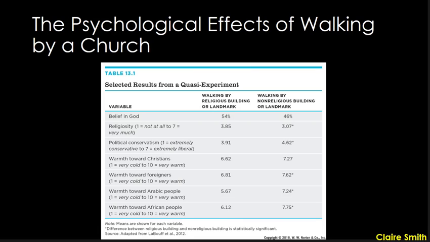So the independent variable here is what they were walking by. Either they're walking by a religious building or a non-religious building, right? There's 2 levels of the independent variable. And then the dependent variable was the attitudes for different things that were measured, right? So it's a quasi-experiment because researchers didn't tell people to walk by certain buildings, so they weren't controlling the independent variable, they weren't manipulating that.